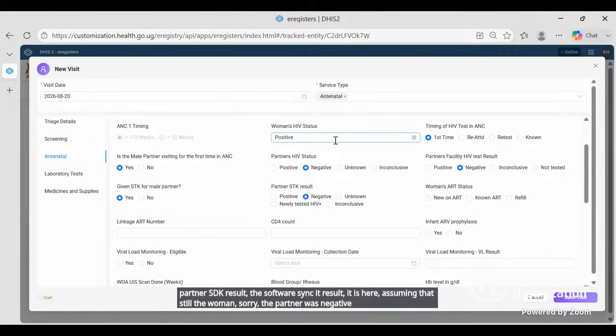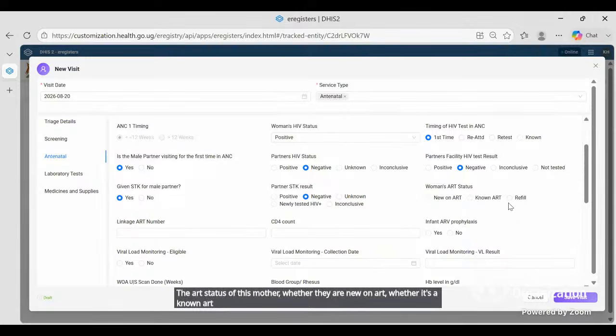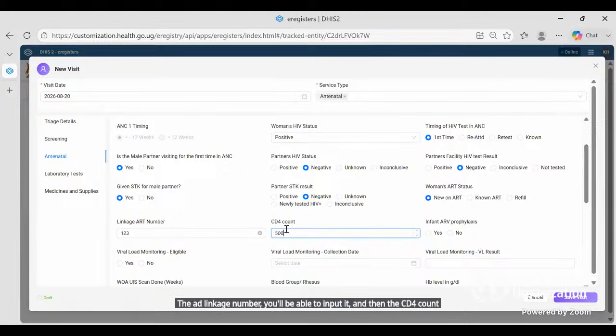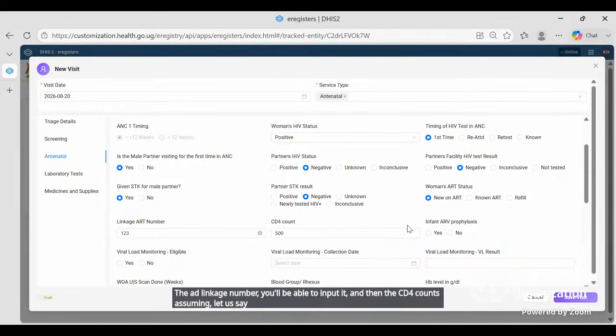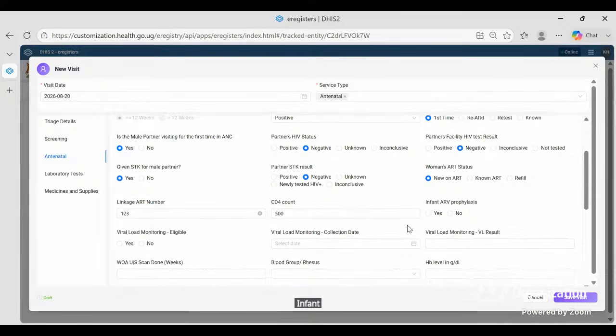But we said here that the woman is positive, so we are able to see the ART status of this mother. Whether they are new on ART, whether it's a non-ART, or they are getting a refill for this particular visit. So assuming they are new on ART, the ART linkage number, you'll be able to input it. And then the CD4 count, assuming, let us say 500. Infant ARV prophylaxis.